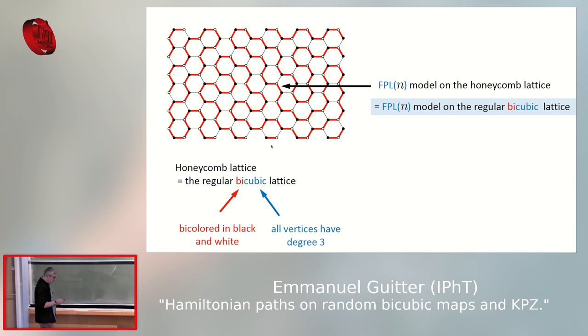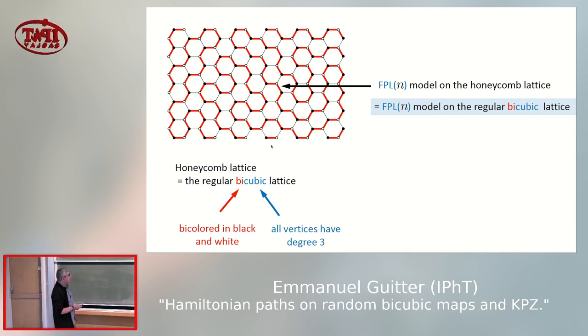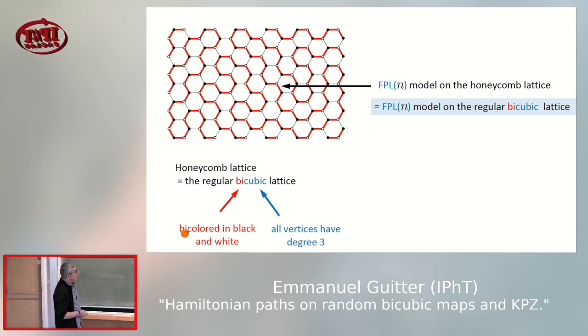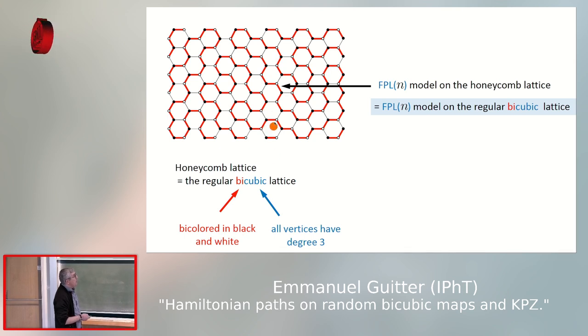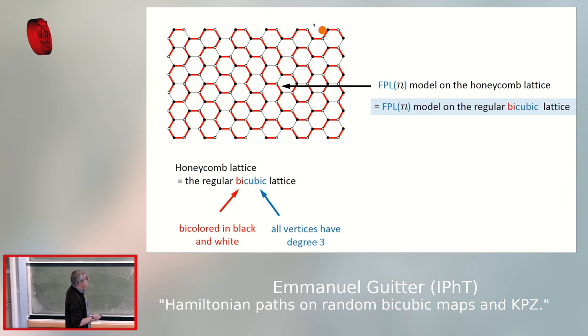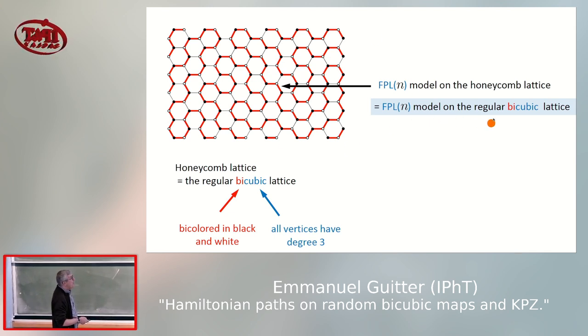You see that the honeycomb lattice, you can define it as being the regular lattice which is both cubic, means all vertices have degree 3, and bicubic, so all vertices can be bicolored in black and white, with black having only white neighbors, and conversely. Okay, so the honeycomb lattice is the regular bicubic lattice, and the model which I show you here is the FPL model on the regular bicubic lattice.